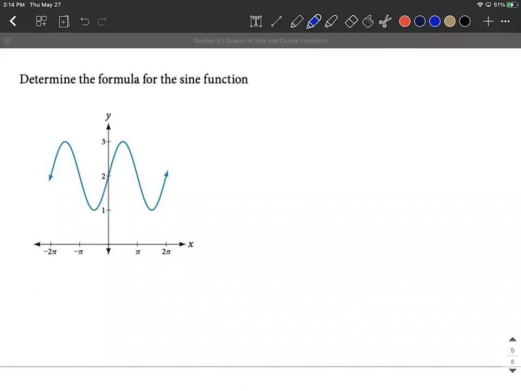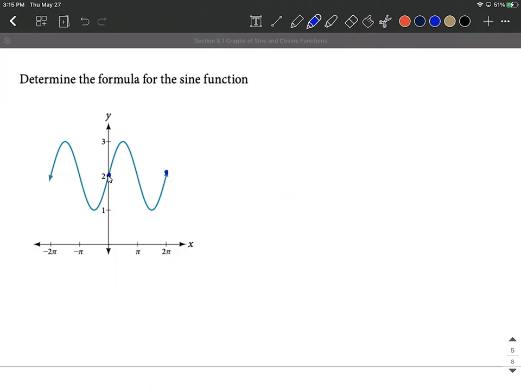In this example, we're given the graph of a sine function, and we want to come up with the formula that would produce this graph. So being that we're given it's a sine function, I'm going to look at a few points that correspond with a sine graph. As we know, the sine graph starts in the middle, typically goes up first, comes back down, and then finishes back in the middle.